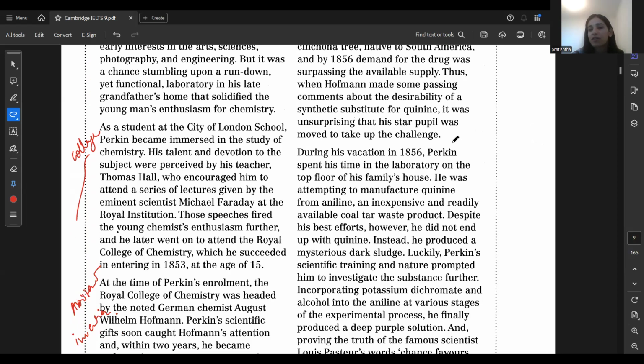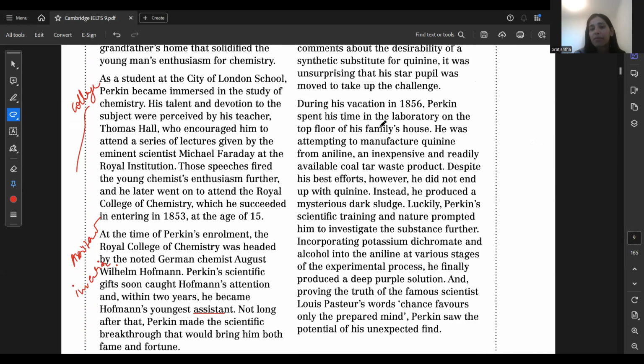During his vacation in 1856, Perkin spent his time in the lab on the top floor of his family's house. He attempted to manufacture quinine from aniline, an inexpensive and readily available coal tar waste product. Despite his best efforts, however, he did not end up with quinine. So it was his failure, right? So we can talk about his failure here, first failure.